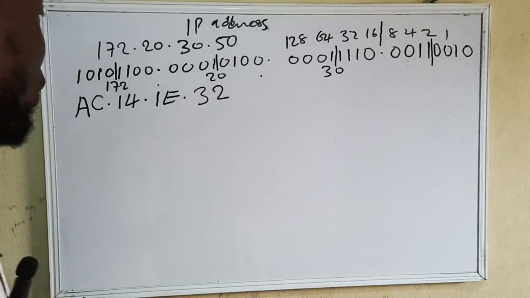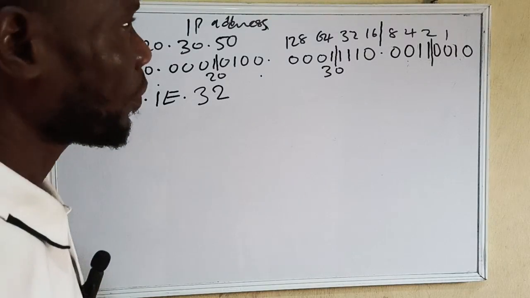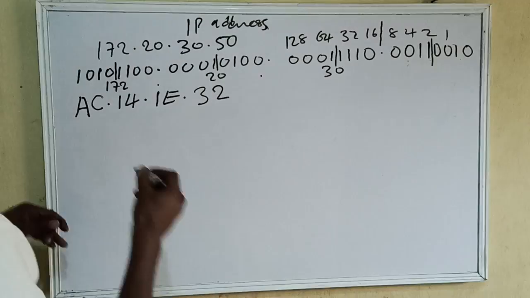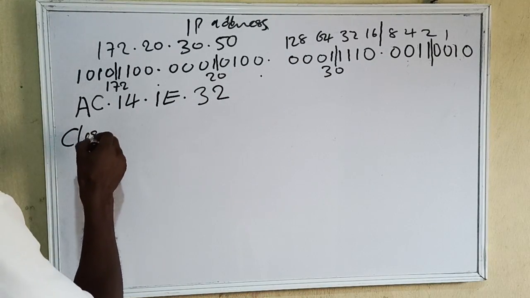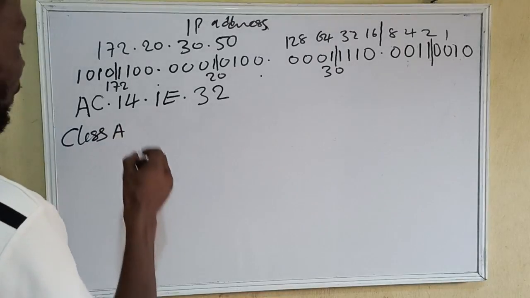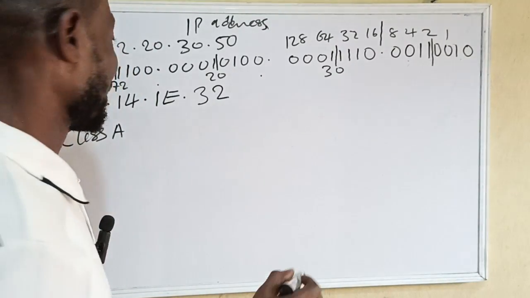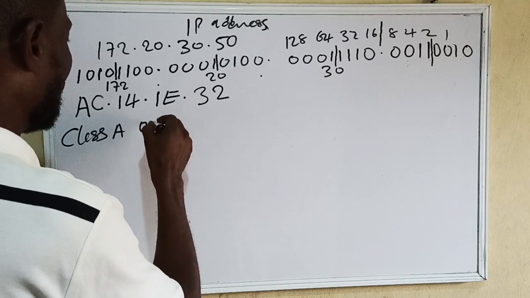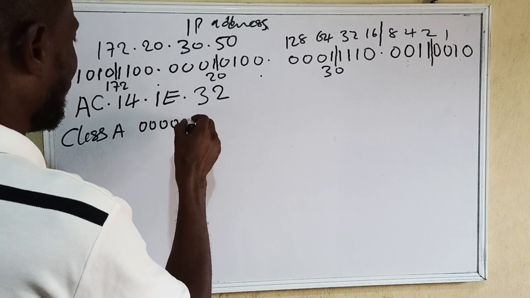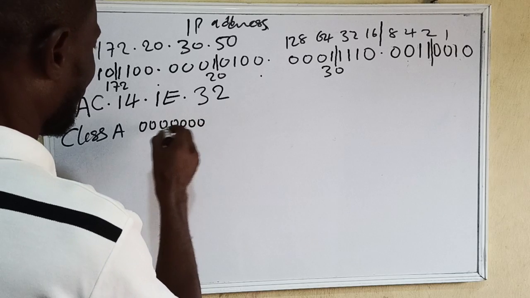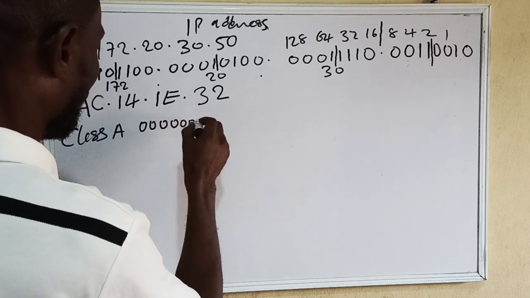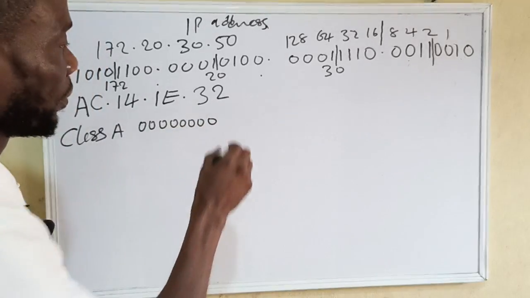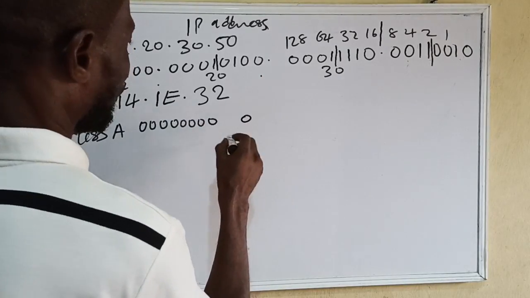So let's come to classes of IP address. Class A. The IP address designer says that in a class A network, you turn every bit off. First bit is off. Okay? 1, 2, 3, 4, 5, 6, 7, 8. Turn off, which is equal to 0.